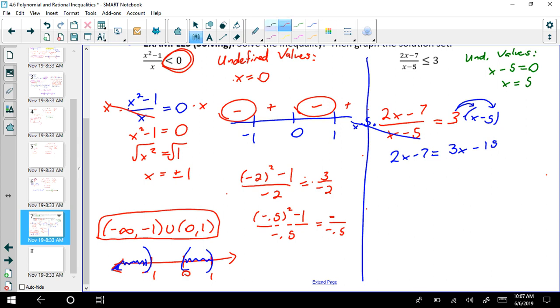Now I think I'm going to subtract my 2x. And then I'm going to add my 15. So I get 8. Number line. Two things on my number line, my undefined value of 5 and my 0 of 8.